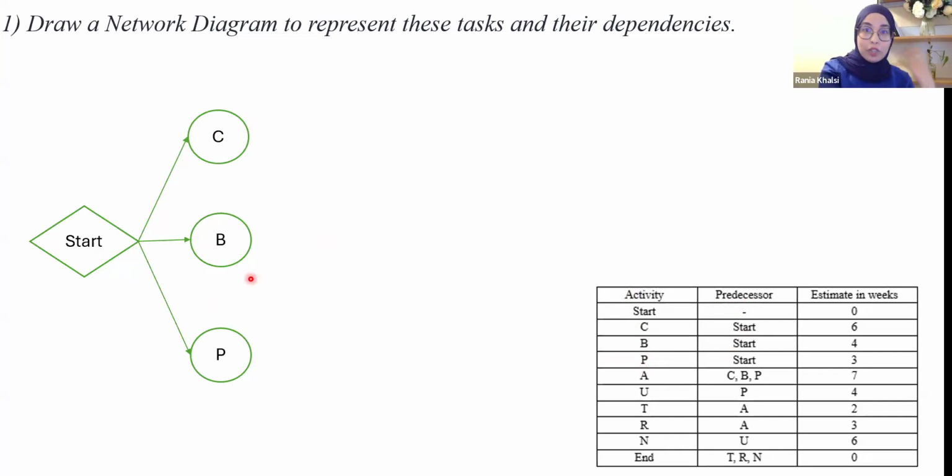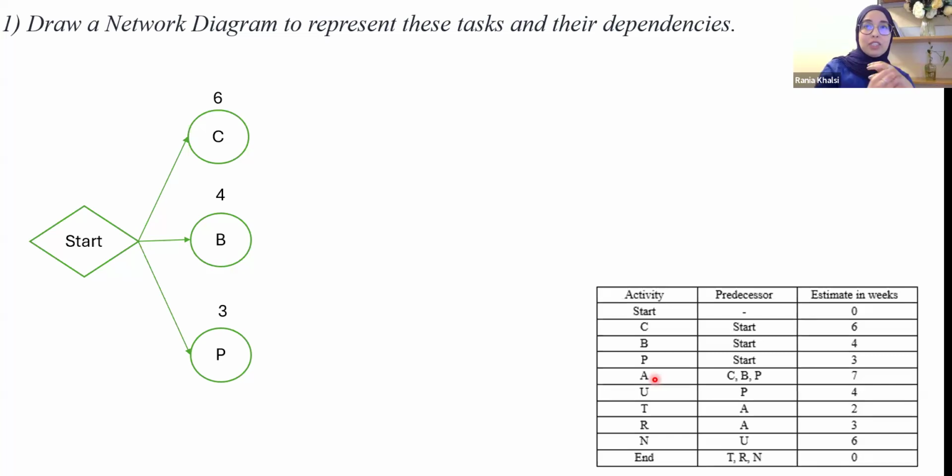Next, we need to add a very important piece of information, which is the estimation in weeks of these activities. From the table, we can read that for activity C, the estimation is 6 weeks. This is why I'm putting 6 here, which says that activity C can probably take 6 weeks. I will do the same for activity B, which takes 4 weeks, and activity P, which takes 3 weeks. Until here it is very clear.